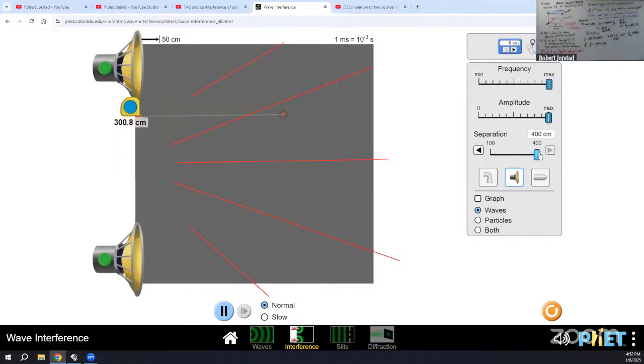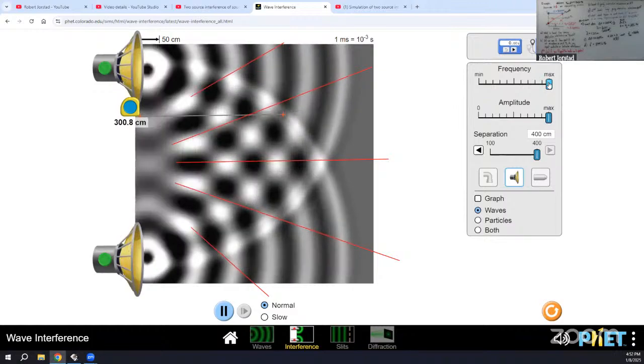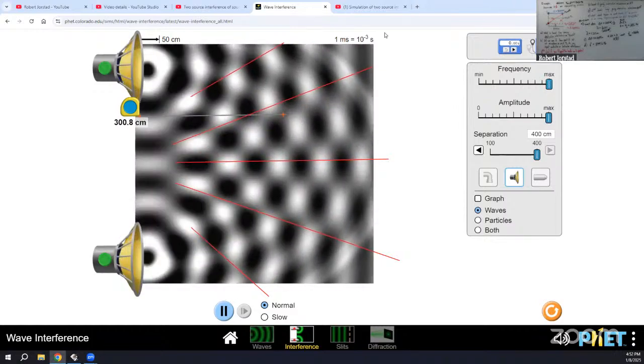So we see that a number of factors affect the interference pattern. Separation, more detailed pattern. More frequency, more detailed pattern. All right, so more frequency means shorter wavelength. I think that's good enough. Let's stop that.